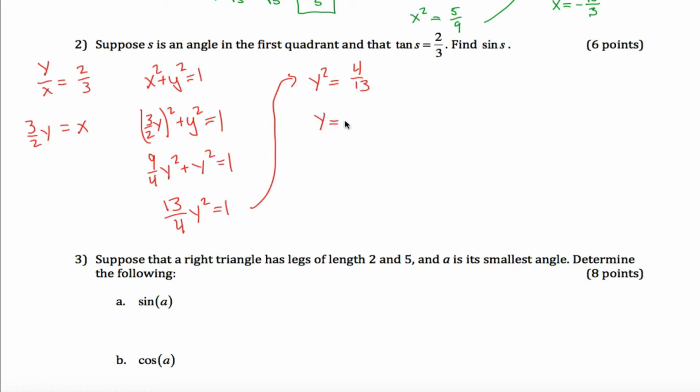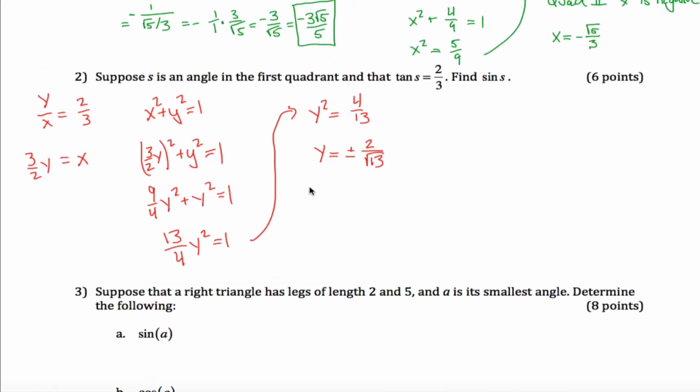I then take the square root of both sides of the equation, and I get plus or minus the square root of 4 divided by the square root of 13. Square root of 4 is just 2. And then I say, wait a minute, I'm in the first quadrant, because S is in quadrant 1, y is positive.